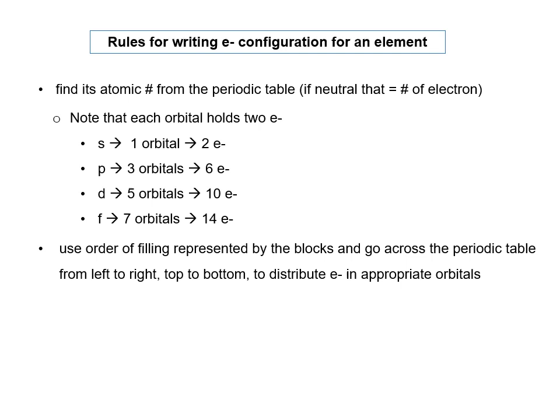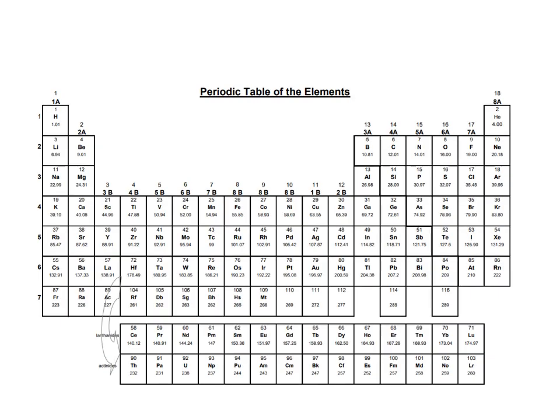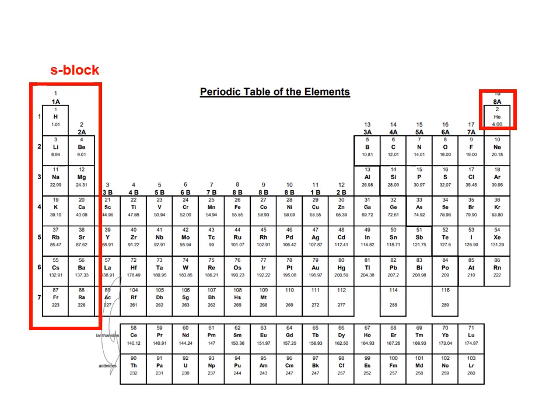So I'm going to show you how that works. First, you have to remember where each of the blocks are. These first 2 columns are the S block, plus this very last box where hydrogen is. So the S block is the first 2 columns of the periodic table plus hydrogen.